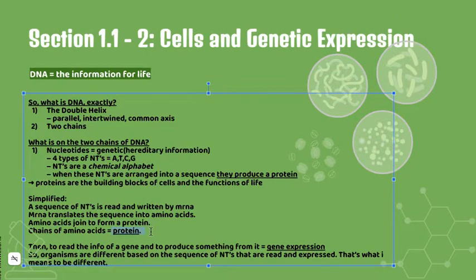All right? Now, more specifically, what we mean when we are reading information from a gene in order to produce something from it, like a protein, we're going to call this genetic expression, or the expression of the gene itself. So the expression of the gene itself results in the production of often a protein. Okay? So when we say organisms are different, what we really mean is the sequence of nucleotides that are read and expressed are different. Okay? So what it means for an organism to be different is to have different sequences of nucleotides that are read and expressed.